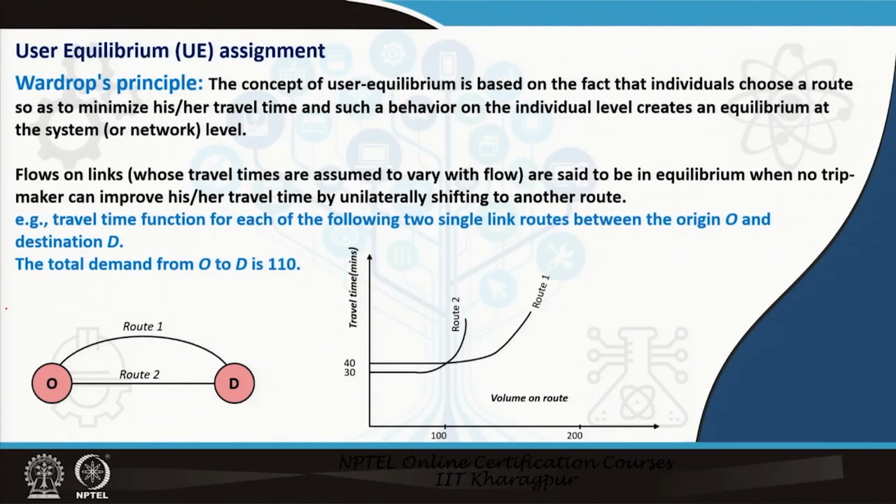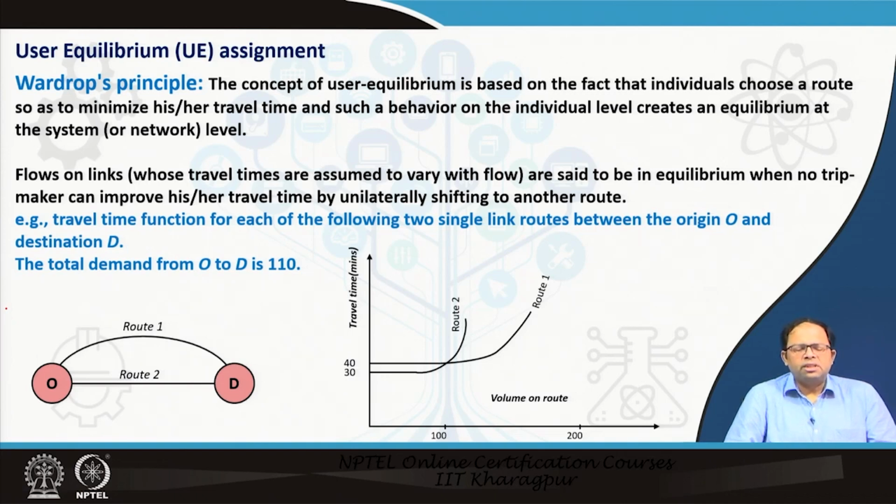So, when we talk about user equilibrium assignment, we have already discussed the basic concept earlier. Wardrop's principle states that the concept of user equilibrium is based on the fact that individuals choose a route so as to minimize his or her travel time, and such a behavior on the individual level creates an equilibrium at the system or the network level. So, this was Wardrop's first principle. That means everybody chooses, as per their knowledge, the shortest route. And because everybody is doing the same and there is difference in everybody's choices, definitely it creates a system equilibrium where everybody is divided amongst certain routes.